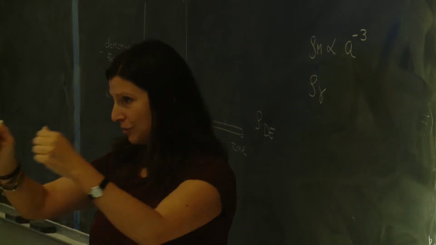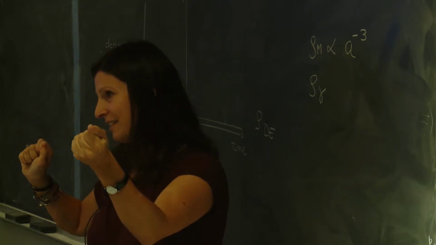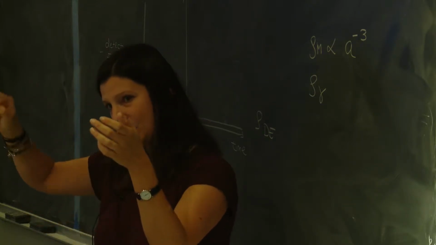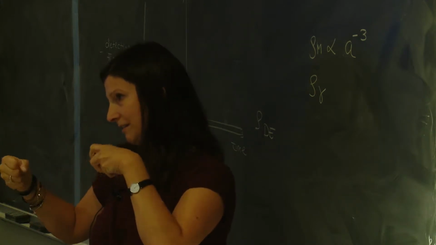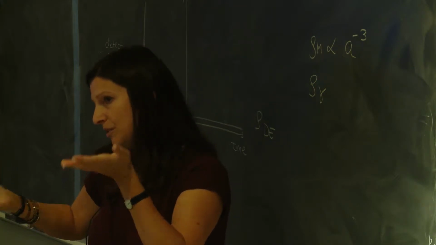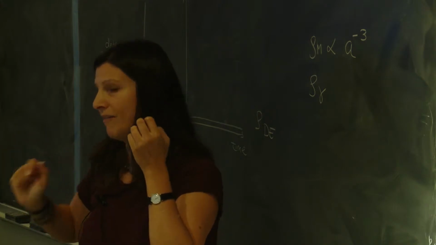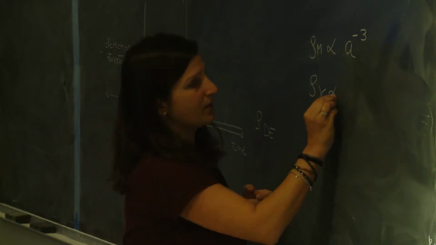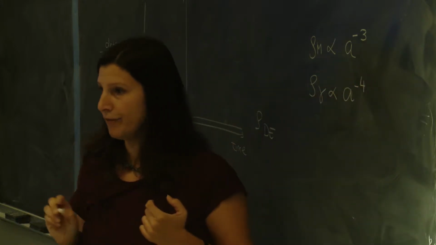But also photons stretch. And this means that they lose energy because a photon is like a wave. When you stretch the wave, it goes to longer wavelength, lower frequency. And the energy of a photon is just h nu, h times the frequency, so it's inversely proportional to the wavelength. And so the radiation density actually decreases more rapidly, like a to the negative 4.